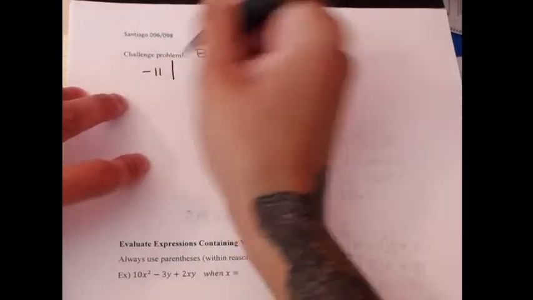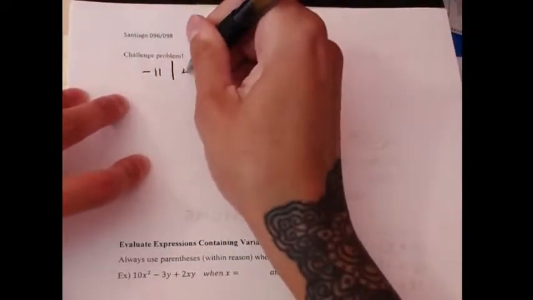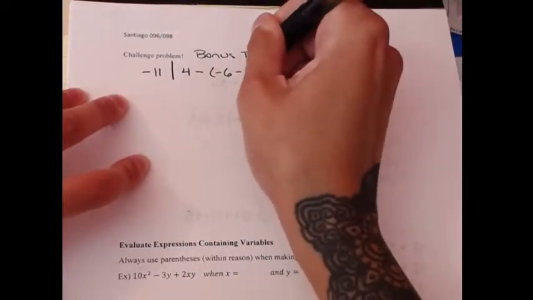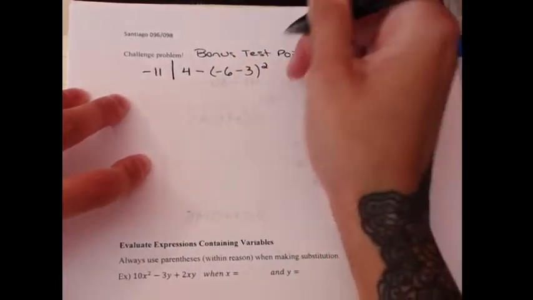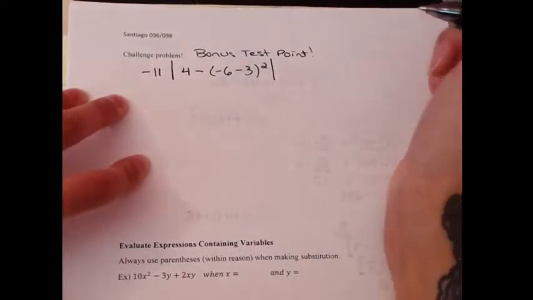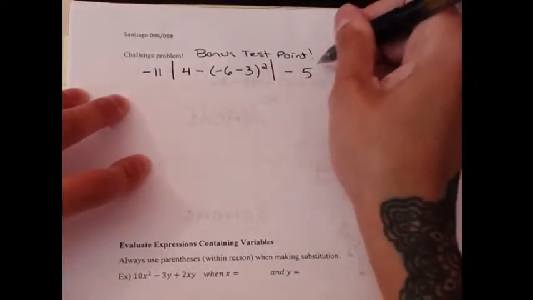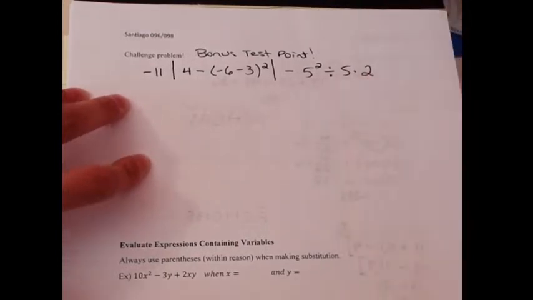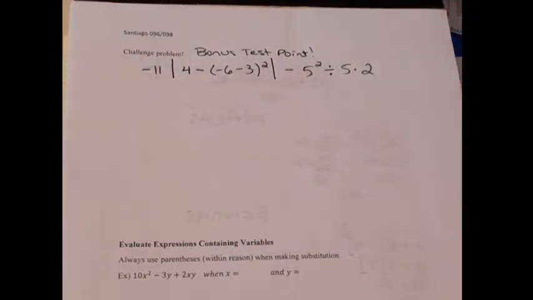Negative 11, absolute value, 4 minus negative 6 minus 3 quantity squared, absolute value, minus 5 squared divided by 5 times 2. Have fun. Let's take a look.